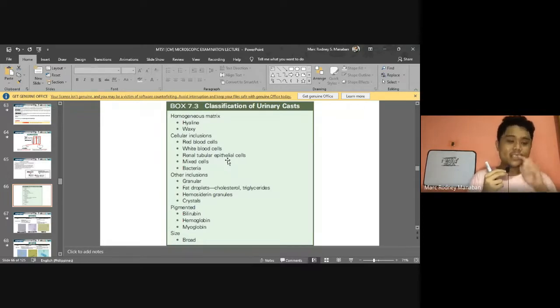And lastly, for size, we only have one, which is your broad. Okay, so broad. So that's for the classification.